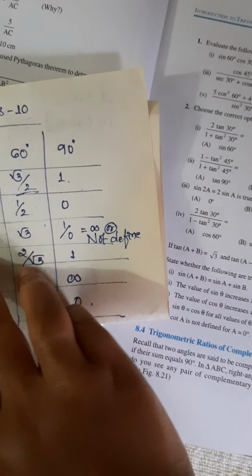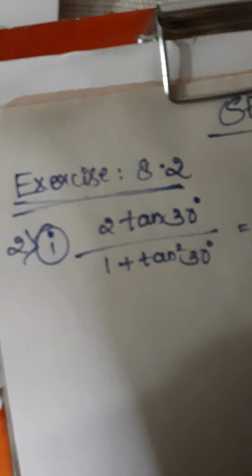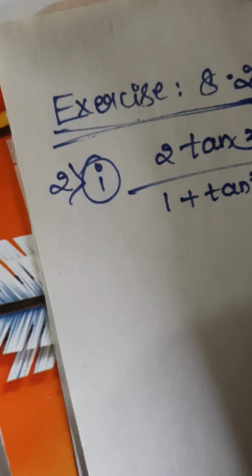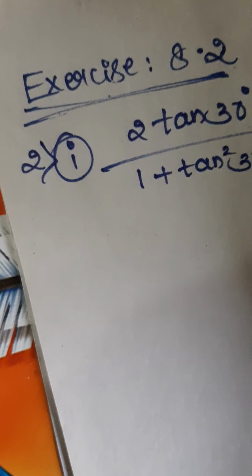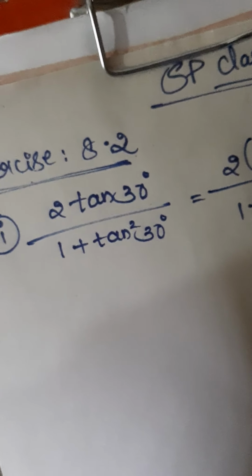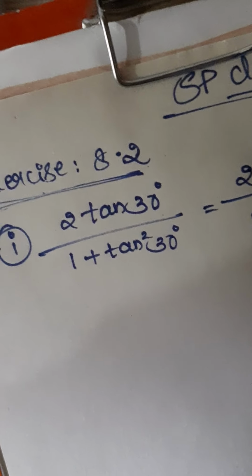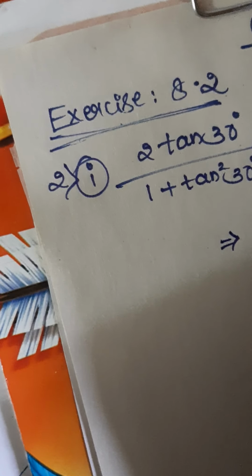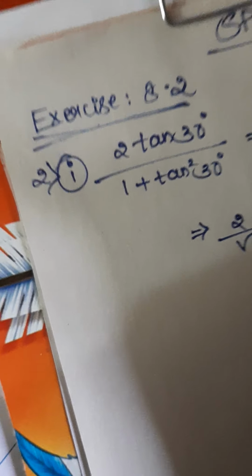So here tan 30 value is 1 by root 3. Substitute that: tan 30 value 1 by root 3, and here 1 plus 1 by root 3 whole square. To solve this, it is 2 by root 3, 1 plus 1 by 3. It will be 2 by root 3 and down 4 by 3. So for this again take 2 by root 3 into 3 by 4.